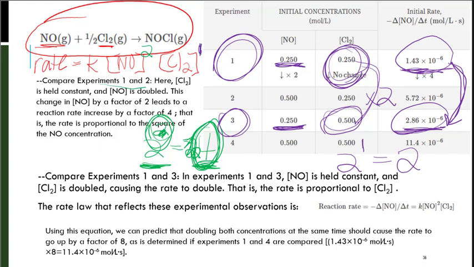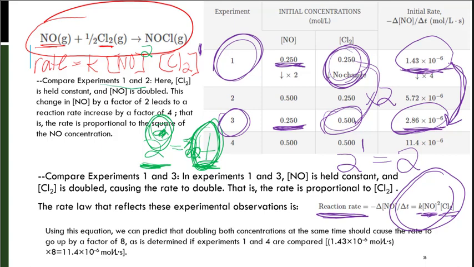So I can write my reaction rate just like I did up above to show that my reaction rate is equal to k times the concentration of NO to the second power times Cl2. 2 plus 1 is 3. This is a third order reaction overall.